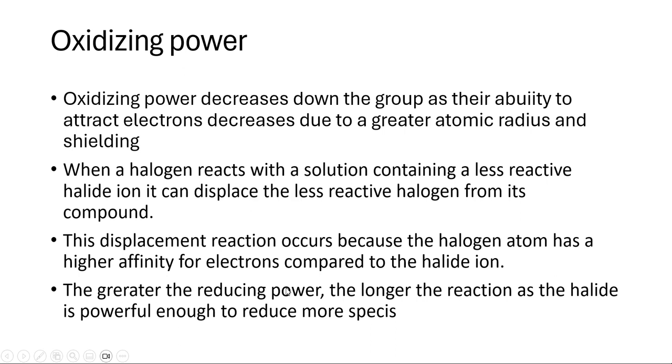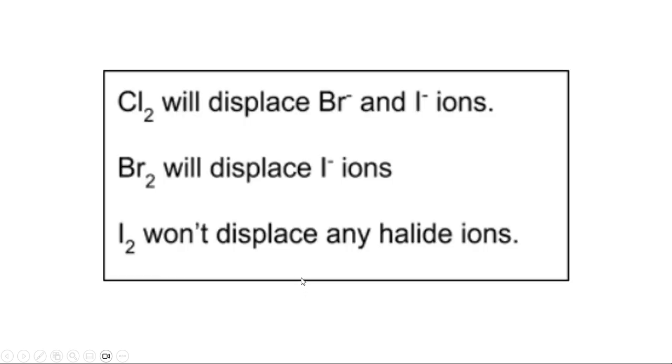Also, the greater the reducing power, so if the halide ion has a higher reducing power, the longer the reaction goes, as the halide is powerful enough to reduce more species. So if it has a high reducing power, it can keep reducing, so the reaction will keep going on.